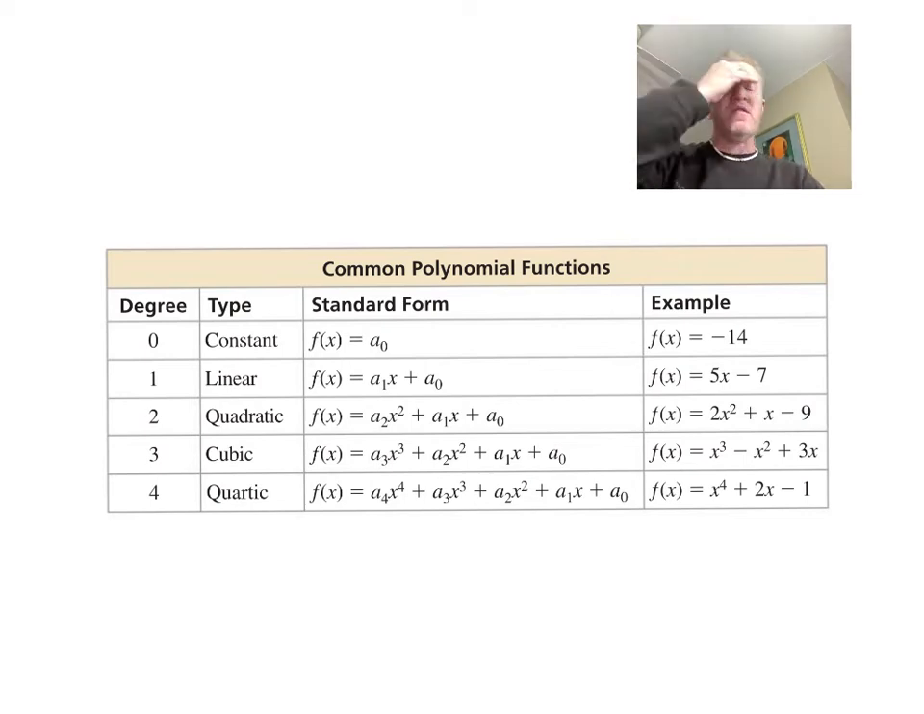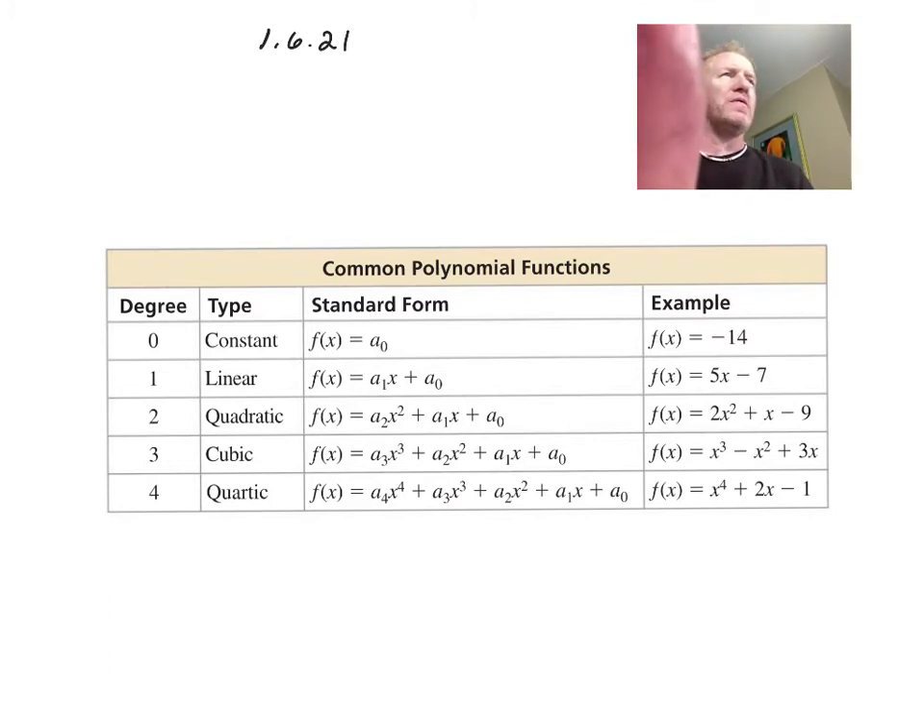All right, this is from, let me look up the date here for you. This is Wednesday, so this is 1/6/21, section 4.2, I believe it is.